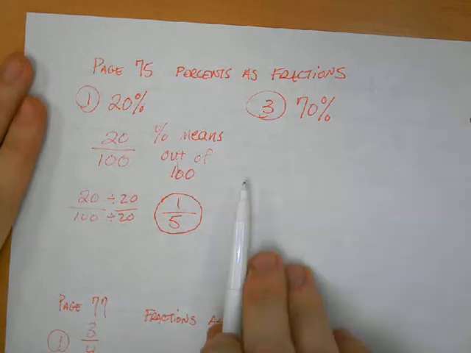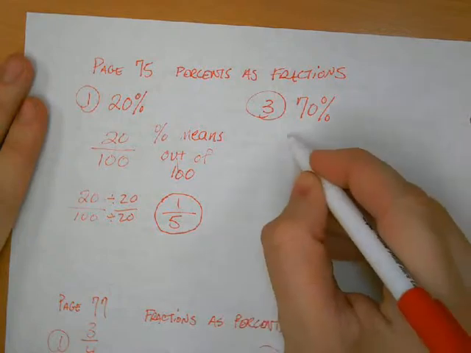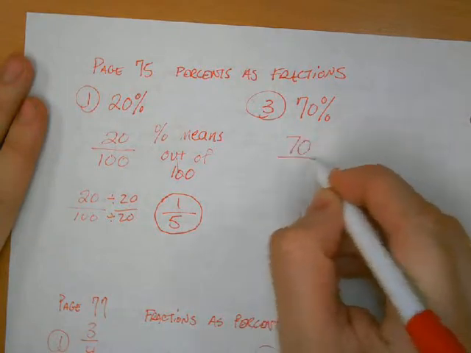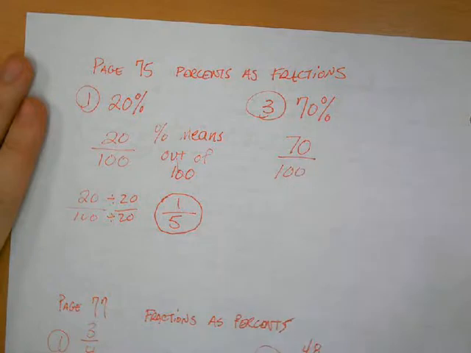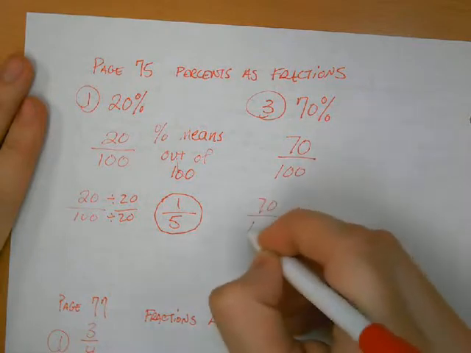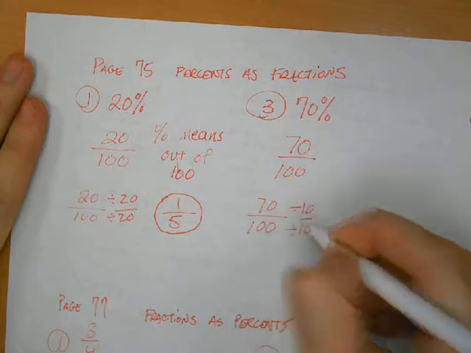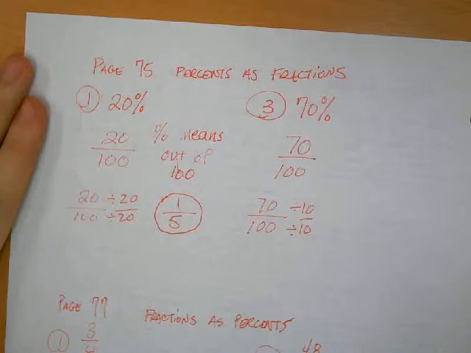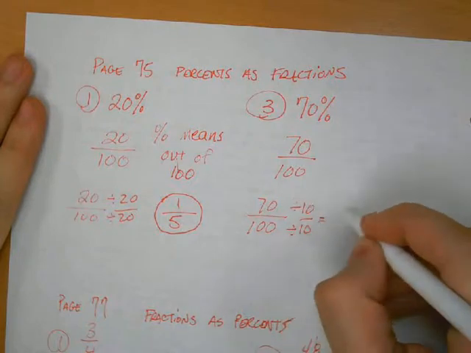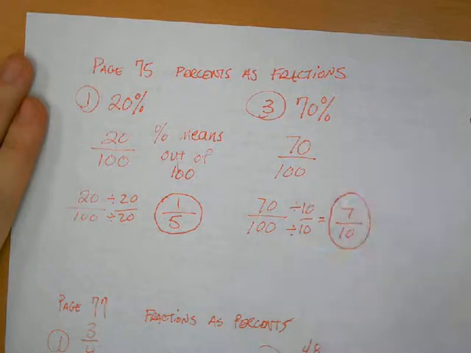I'm going to do the same thing. I need to remember that percent means out of 100. So if this is 70%, that means 70 out of 100. Both of these numbers are quite obviously divisible by 10 because they end with zeros. Numbers that end with zeros are always divisible by 10. And it's going to give me 7/10. 7 is prime, so there we go.